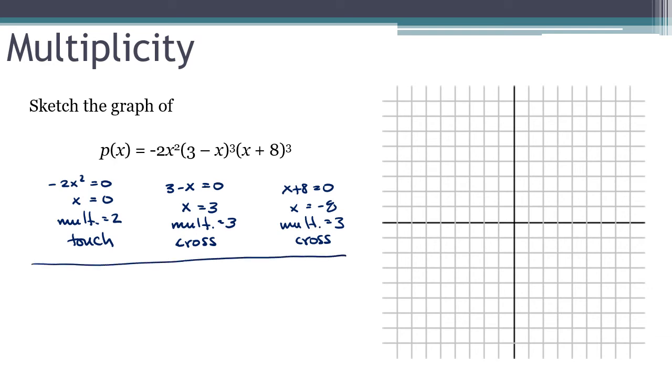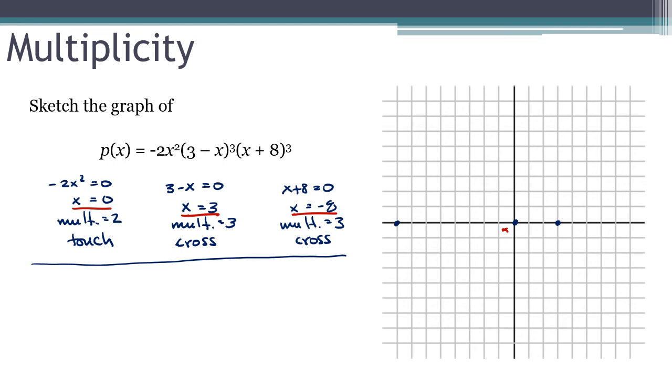Excellent. Now, let's sketch that. I'm going to put 0 here, and that's a touch, so I'm going to put a little x there to let me know not to cross. Then, when you're doing this, because I keep having this issue as I'm looking at these, be sure that you're graphing the roots and not the multiplicities. So I'm going to do x equals 3, and that's going to be a cross, and we'll do x equals -8, and that will also be a cross.